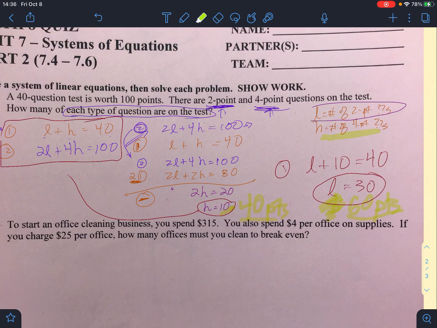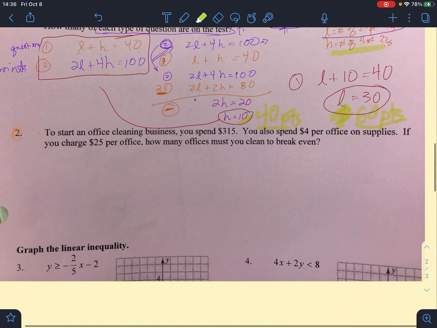So 60 points and 40 points, that's a total of 100 points. All right, and that's how we know we are right.